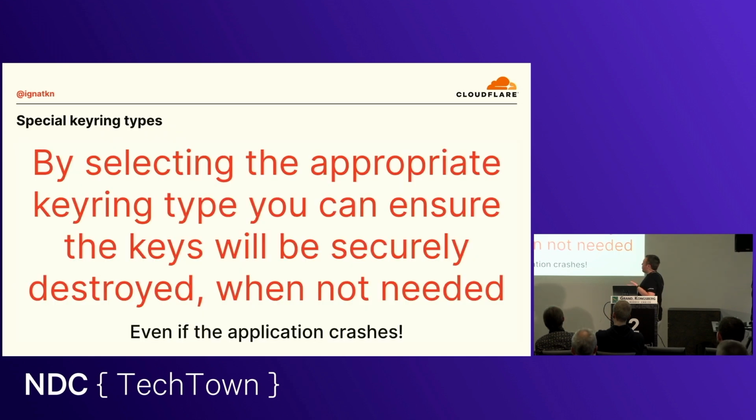So the idea of implicit keyrings is that if you select the appropriate keyring type, you can ensure that the keys will be securely destroyed when not needed. And the nice thing is it happens even if the application crashes. Even if you write C++ code, you zero out memory or destroy the object in your destructors, but somehow your application crashed and the destructor wasn't called, the kernel will make sure that all the key objects will be destroyed. I think this is a power feature.